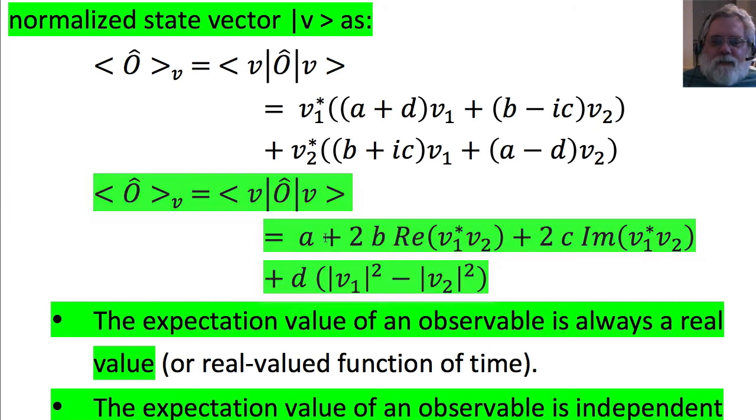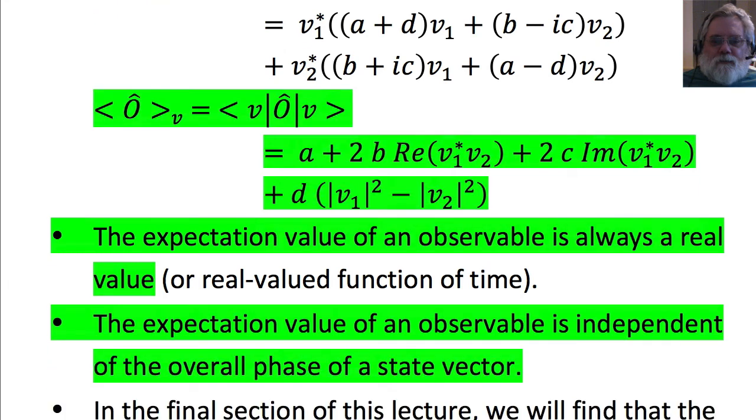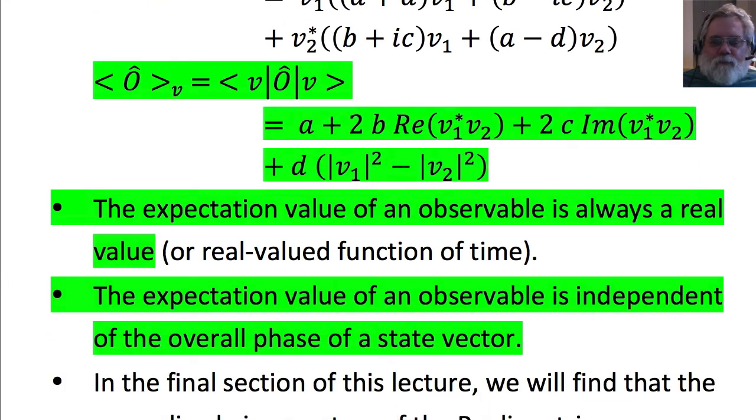A, B, C, and D are always real. Magnitude squared is real. The real part is real. The imaginary part is real. So the expectation value of this general observable is always a real value. We've said before that every measurement of an observable will be a real value, and this bears that out.